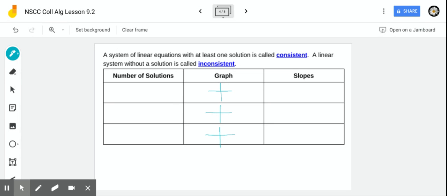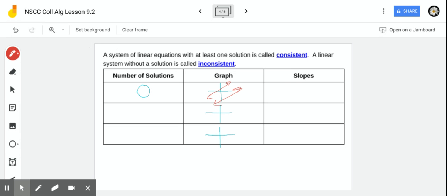If we have a system of linear equations that has at least one solution, we call that consistent. And if we have a system of linear equations without a solution, we call it inconsistent. Now, these are all going to be linear equations, so two lines. It could be that the lines do not intersect, so we have no solution. That might look like this.